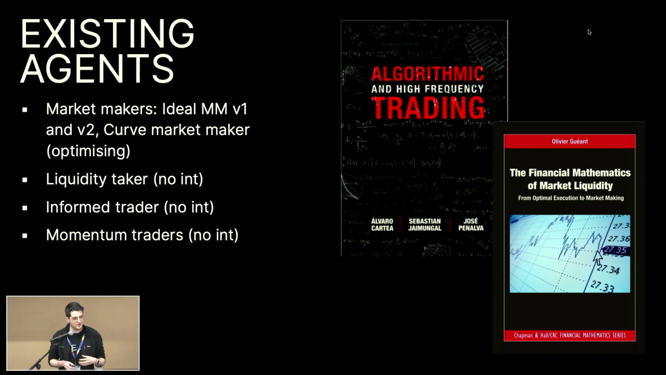And we've then got some other agents to simulate activity on the market. A liquidity taker who blindly trades up and down, an informed trader who has some estimate of the future, and momentum traders who use technical analysis type trades to not make money.